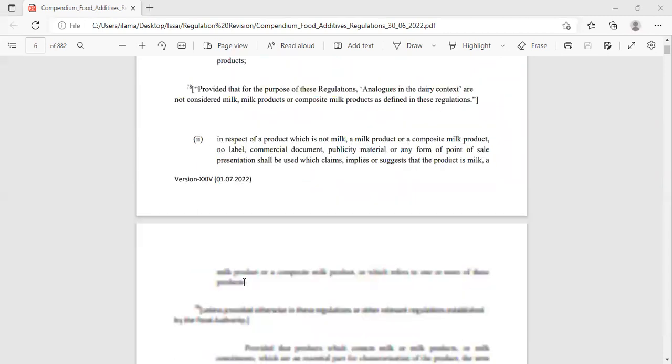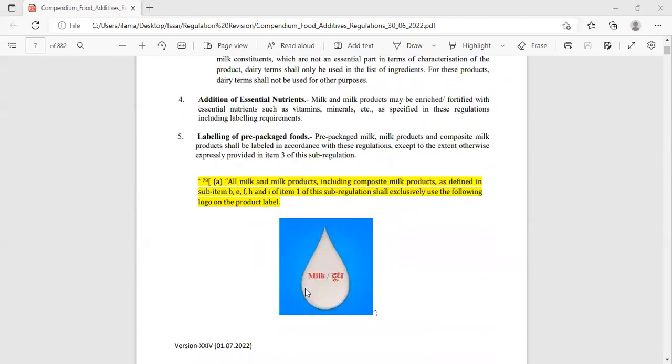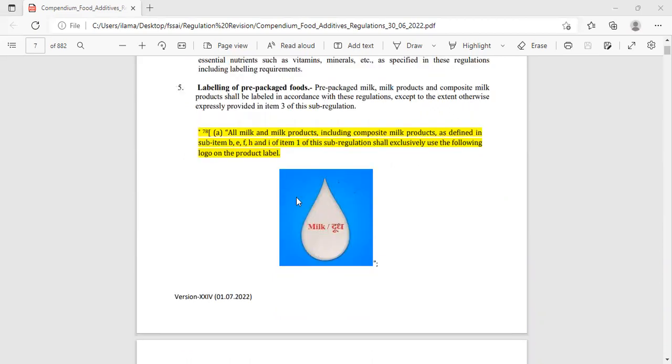Next one. See, this is a new logo they introduced for milk and milk products. You can also see nowadays milk and milk products have this logo. So see what this is: a milk drop. Inside it is written as milk or doodh in red color, and the outside square will be in blue color.